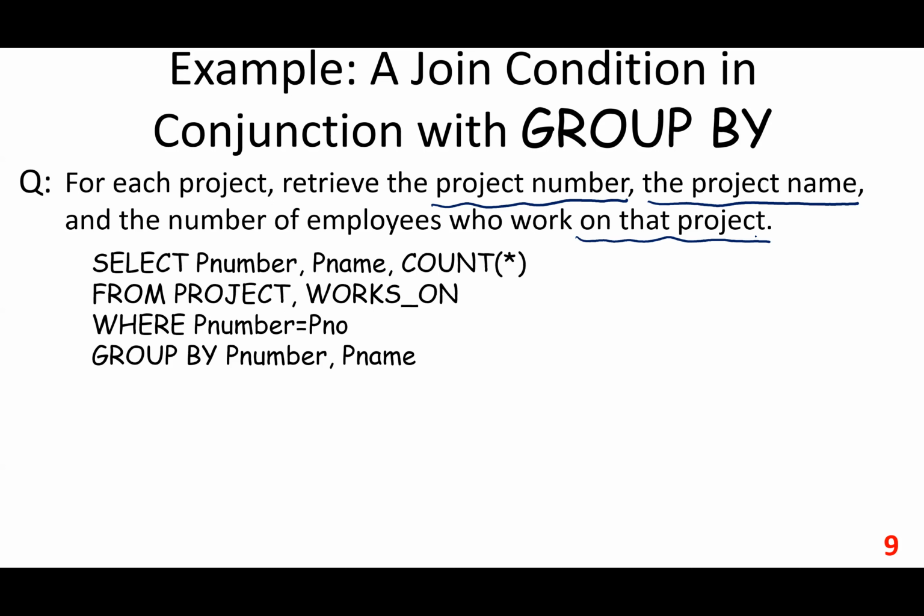Let us define the group. Group by P number and P name, comma. So here we use two attributes to define a group. So the question: why do we use two attributes? Can we use one attribute? Why do we use two attributes?